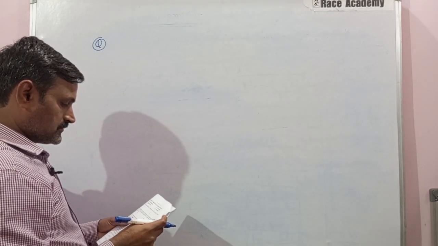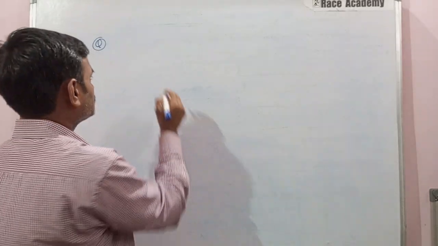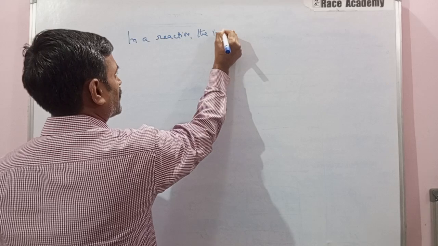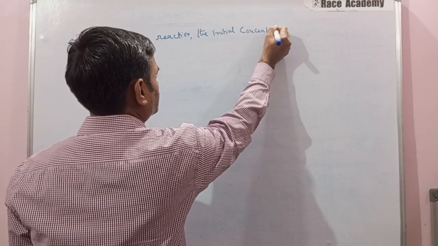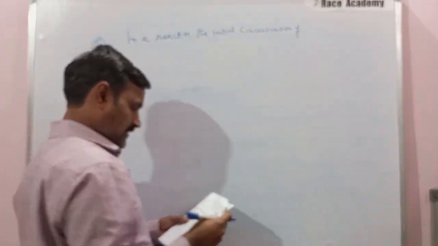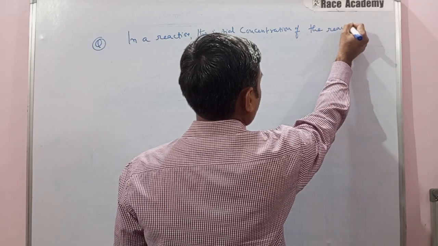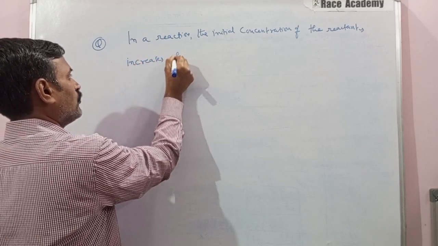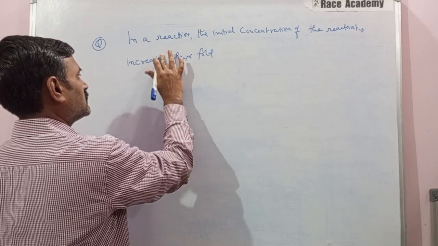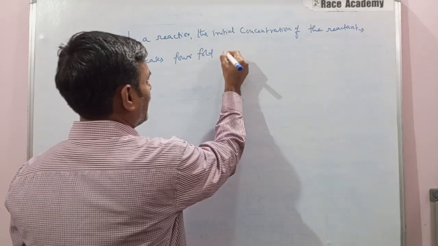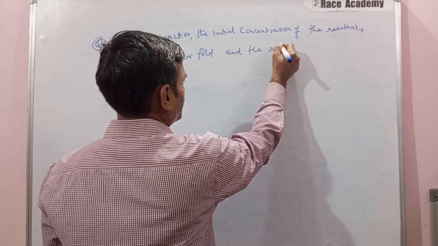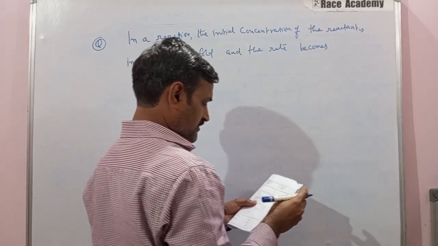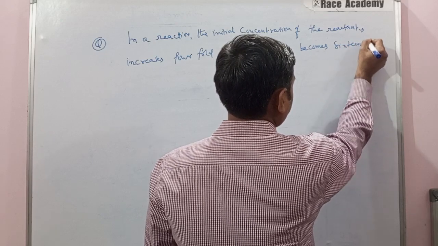In a reaction, the initial concentration of the reactants increases fourfold and the rate becomes 16 times. Rate becomes 16 times its initial value.